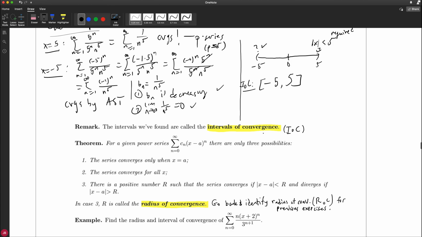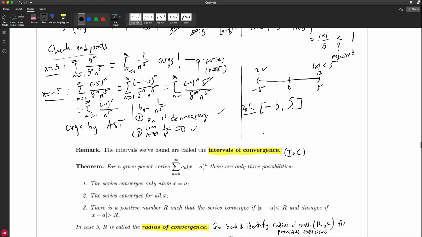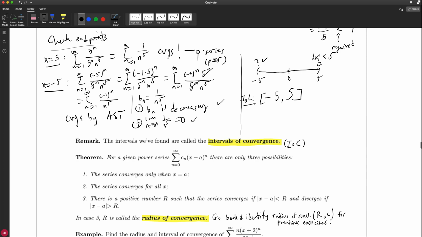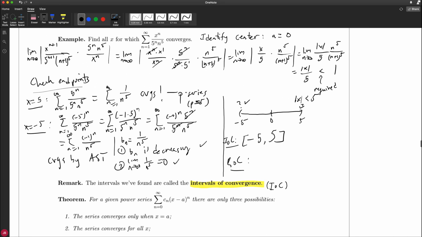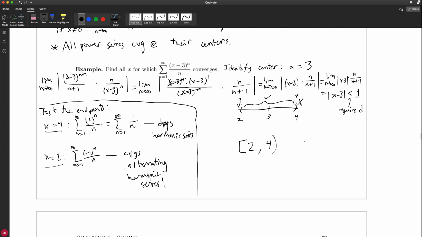Okay. So in this case, let's go back and identify all the radii of convergence. So what would the ROC be here? Well, once you solve for absolute value x minus center less than a number, that number is your ROC. So we say r equals 5 in this case. What about here? Absolute value x minus a number less than whatever that number is. Well, in this case, IOC is that, and ROC is just 1, right? R equals 1.